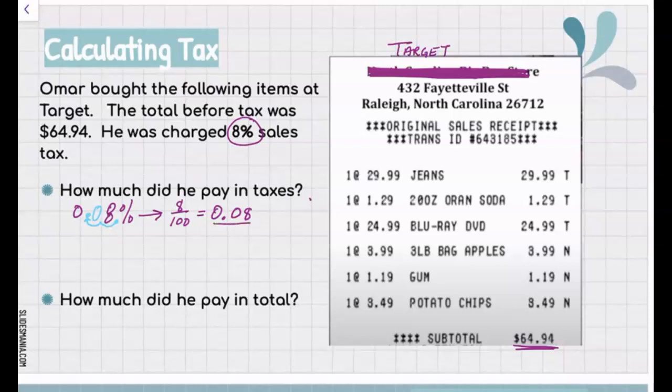So here is our 8% as a decimal, and now we are going to take that and multiply it by the $64.94. I have to do it in my calculator: 0.08 times 64.94, and I get $5.1952. Well, I can't write that as a dollar amount, so I'm going to have to round it off. The way I was teaching you is when we're dealing with dollars and cents, we can only go to pennies.